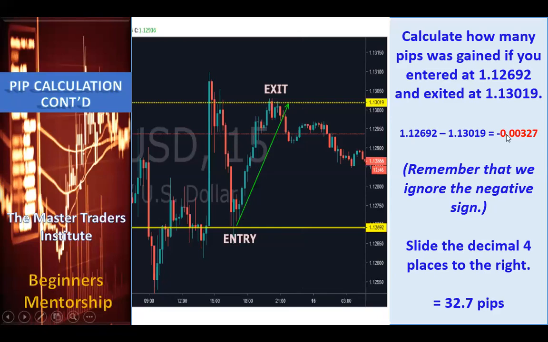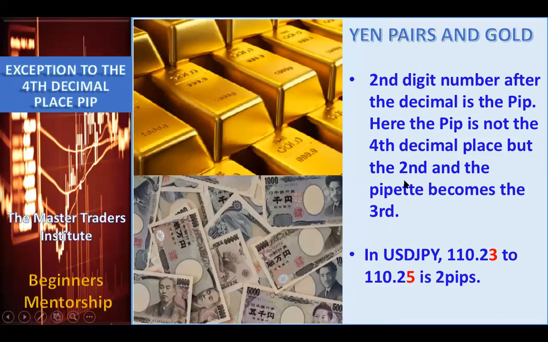All I need to do is slide this decimal place 4 places to the right. If I do that, how many pips am I going to get? 32.7 pips. I'm using this because it's the simplest of them all. Instead of doing division and multiplication and all that, just slide your decimal place 4 places to the right, and you get the number of pips.